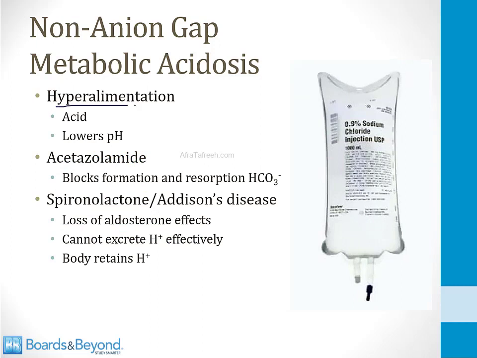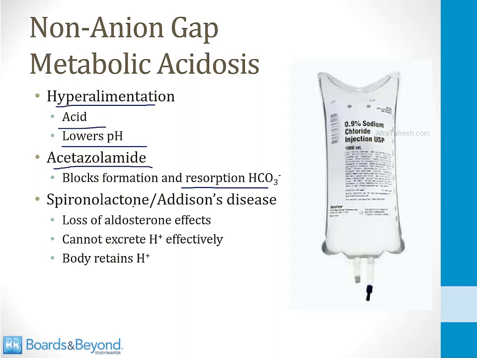One is hyperalimentation. Patients who are unable to take in nutrition orally are often given intravenous nutrition. This is called hyperalimentation. Many of the amino acids in that nutrition are acidic, and so depending on the makeup of the hyperalimentation, this can lower the serum pH and cause a non-gap acidosis. Acetazolamide is a carbonic anhydrase inhibitor. I talk about this drug in the video on diuretics. It blocks formation and resorption of bicarbonate, so it will cause a non-gap acidosis, and that's by design. This drug is often given to people who have an alkalosis and is given on purpose to cause an acidosis.